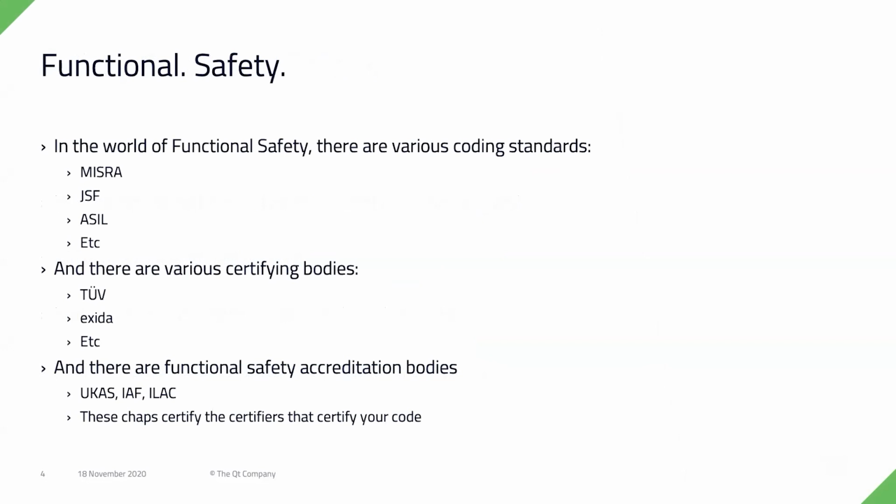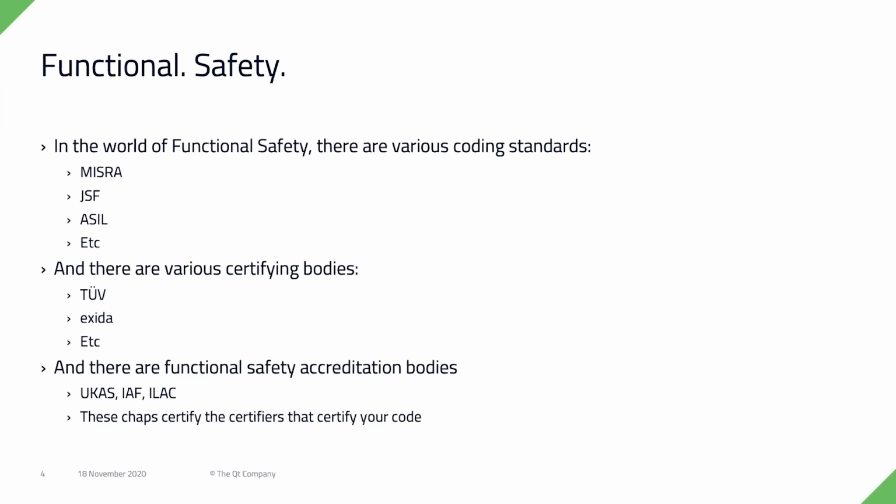So when we talk about functional safety, though, the coding standards we're talking about here are quite high. We're talking about things like MISRA, which is the Motor Industry Software Reliability Association. That's a widely used coding standard. In fact, Qt Safe Renderer is written to this standard. JSF is probably the coolest one. It's the Joint Strike Fighter coding standard. We don't use that so much, don't see it so much.